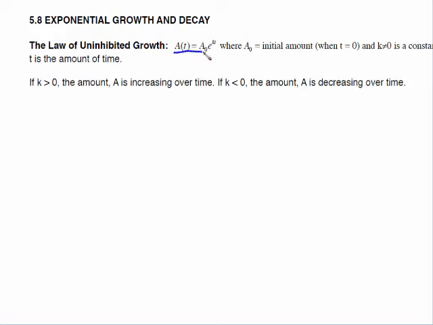I've seen this formula before in college algebra, and this problem coming up is similar to one we've done in college algebra. So you've got A sub 0, the initial amount when t equals 0, which is important for this next question coming up, and k not equal to 0 is a constant of growth or decay, and t is the amount of time. If k is greater than 0, then the amount A increases over time, and if k is less than 0, then A decreases over time.